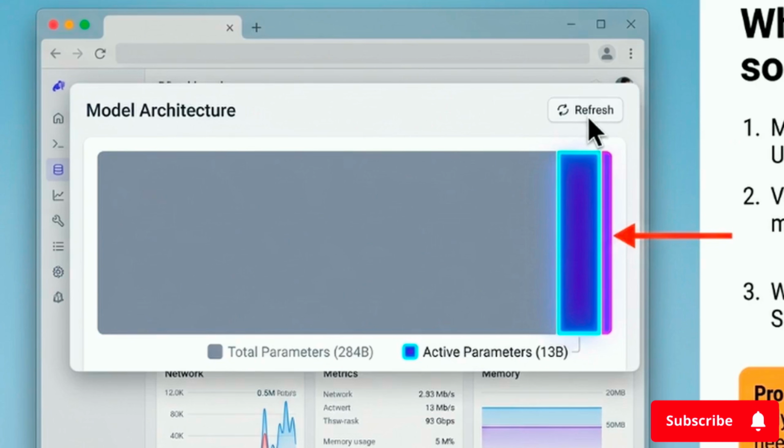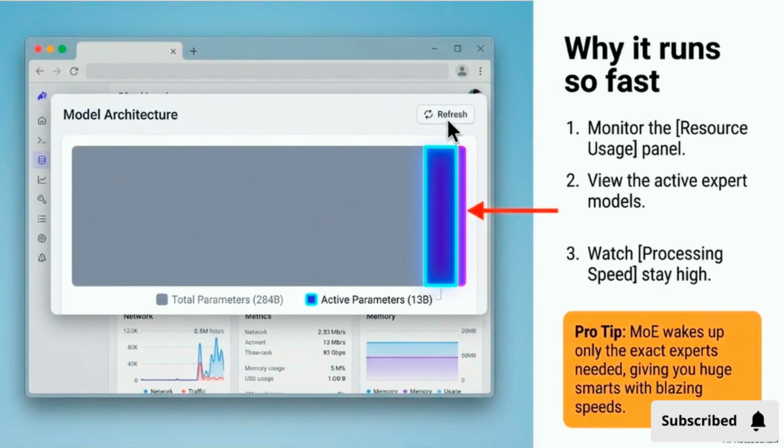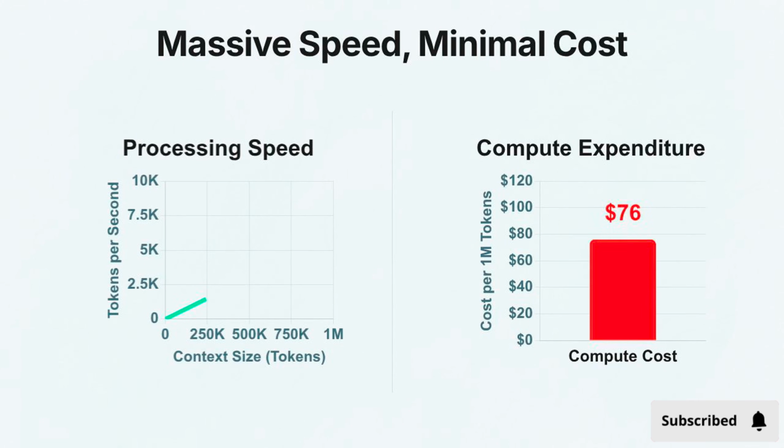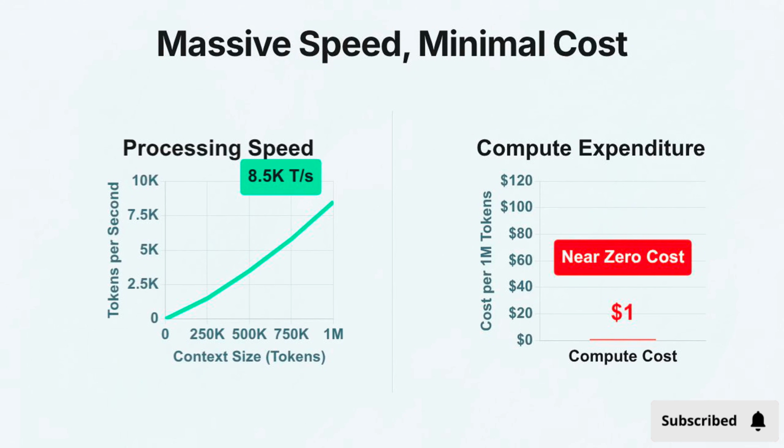This graphic shows the model's architecture. Notice how only 13 billion active parameters light up out of 284 billion total. This mixture of experts system activates only the specific parameters needed for the task, instead of processing the entire database. This specialized architecture is why the model can run massive workflows at high speeds without the typical compute costs.